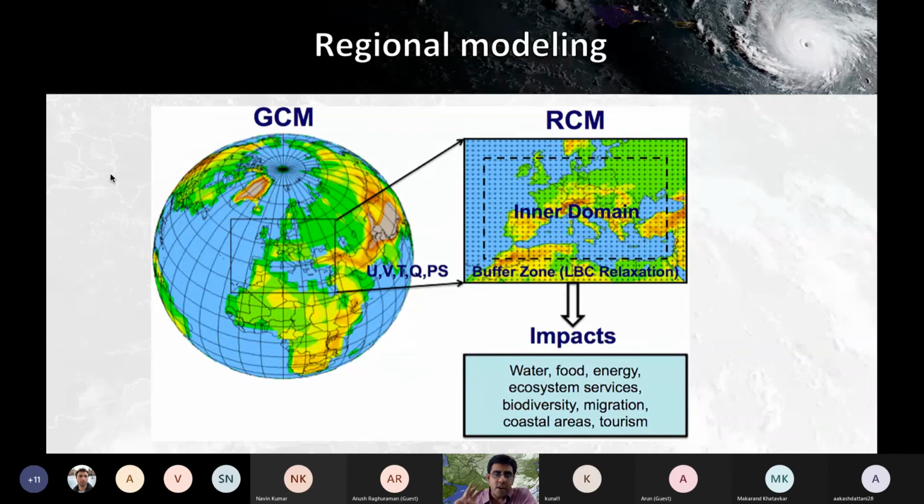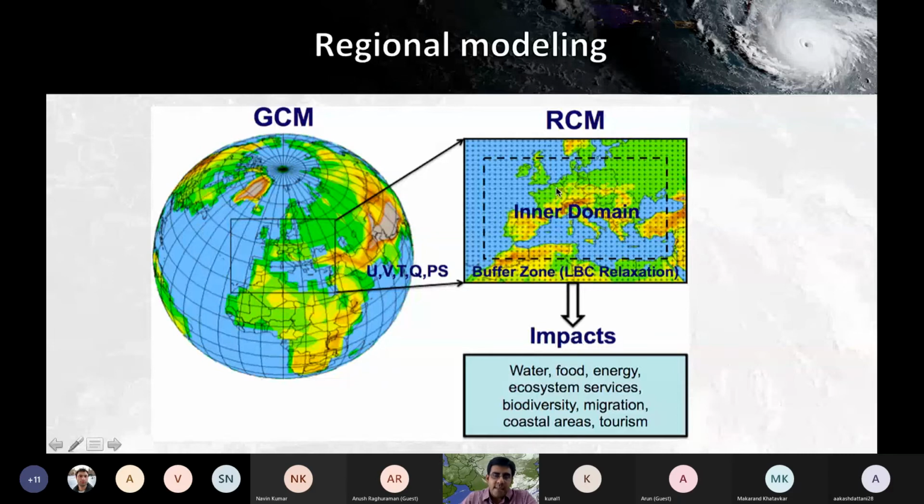So at 3 kilometers, what is happening, I can get from RCM, and I can only focus on a small region, let us say India, or let us say Europe. I don't have to run the globe. But the GCM will give me the inputs, because I need to force it with some values on these 4 walls, or these 4 boundaries that I have. So that will come from GCM. Okay, so GCM is needed for RCM.